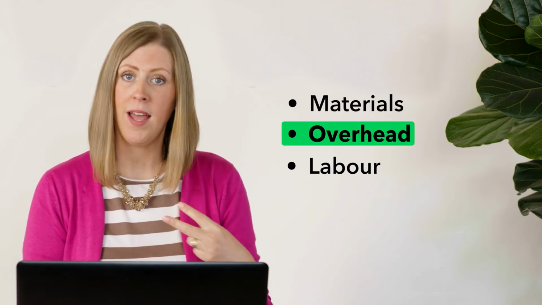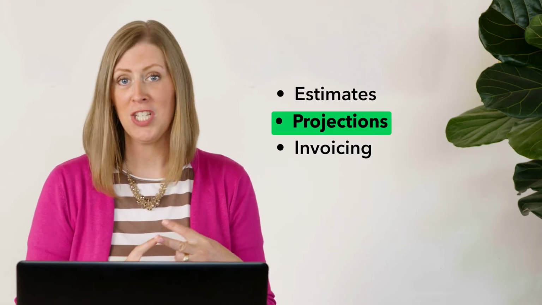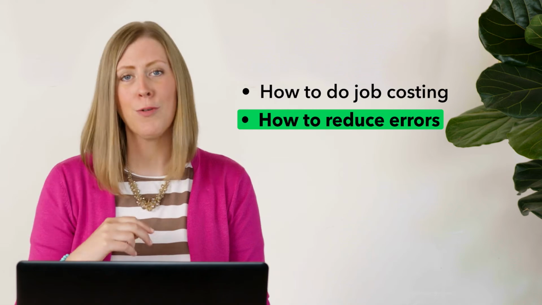Job costing is accounting that tracks the costs for a specific job. For example, maybe you're designing a website for a media company, or maybe you're building houses for a construction company. The essentials that you want to track for job costing include materials, overhead, and direct and indirect labor. Adding up these costs of doing business is really important for accurate estimates, projections, and invoicing. So job costing can be kind of confusing or challenging, but there are ways to simplify it so that you can save money. Today I'm going to go through, first of all, how to do job costing, and second of all, how to reduce errors.